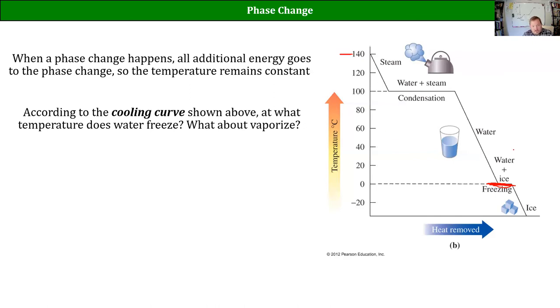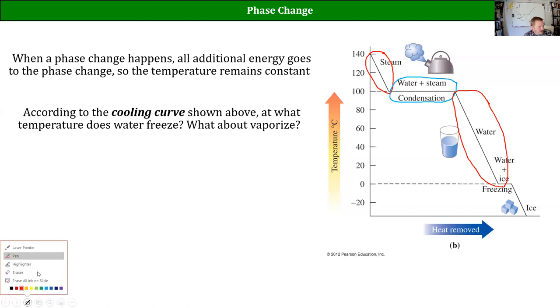And the other thing that's useful about these is that each one of these steps, each one of these lines in a heating curve, is going to have its own energy associated with it. It takes a certain amount of energy to go from steam at 140 to steam at 100. It's going to take a different amount of energy to go from steam at 100 degrees Celsius to water at 100 degrees Celsius. Then if it keeps cooling down, it'll take a different amount of energy to go from water at 100 Celsius to water at 0 Celsius. And then we hit another phase change.